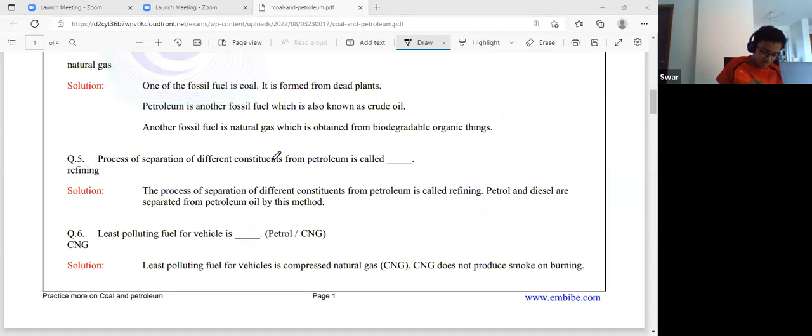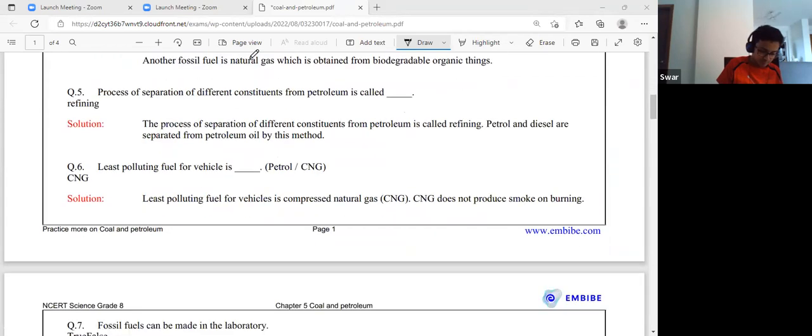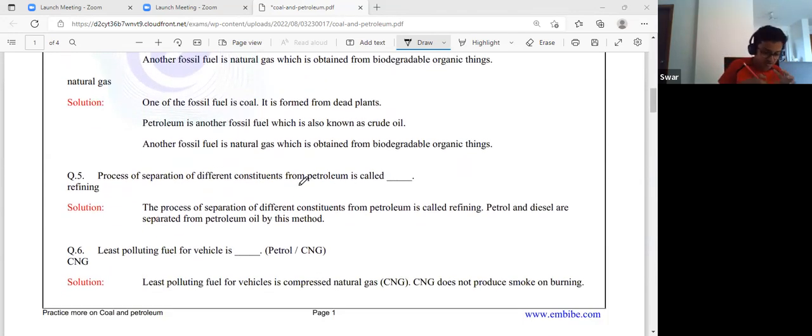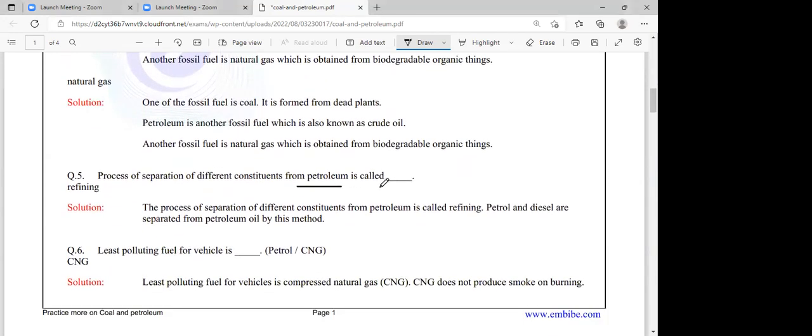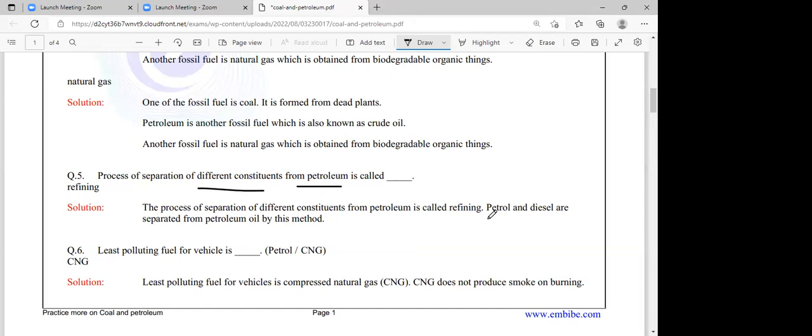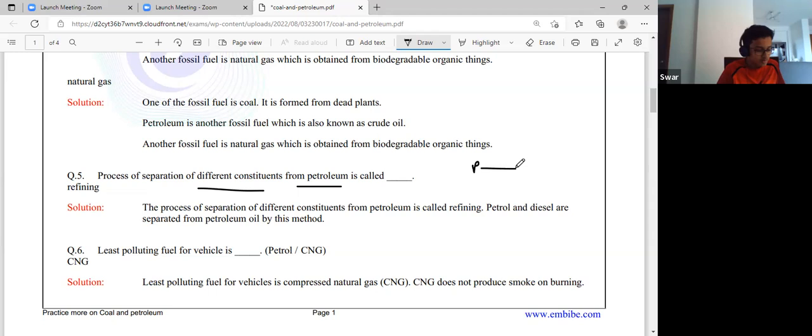Ma'am, the second one is carbonization. Wait, sorry, fractional distillation. It's petroleum, not coal. It's refining? No, ma'am. It's fractional distillation, right? It's the process of separation of different constituents. Fractional distillation is basically how you make use of petroleum. For example, I want to convert petroleum to different fuels. Is it fine?